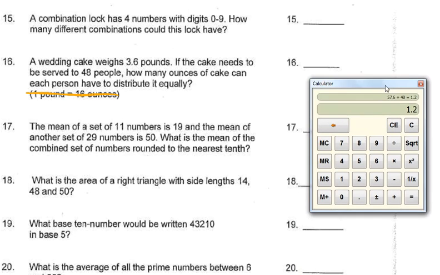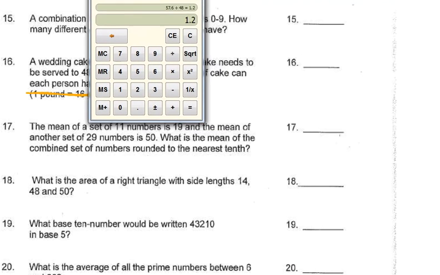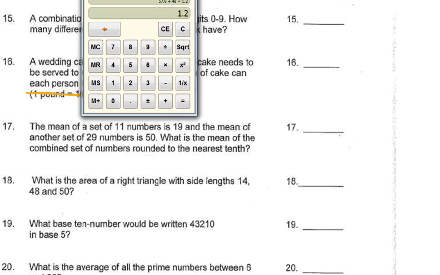All right, the mean of a set of 11 numbers is 19, and the mean of a set of 29 numbers is 50. What is the mean of the combined set rounded to the nearest tenth? All right, so if I have 11 numbers with an average and mean of 19, I'm going to go ahead and multiply that out.